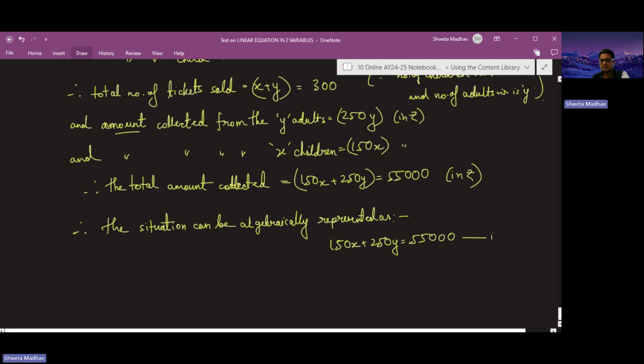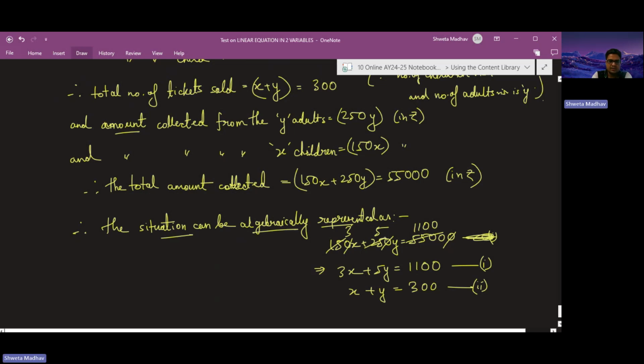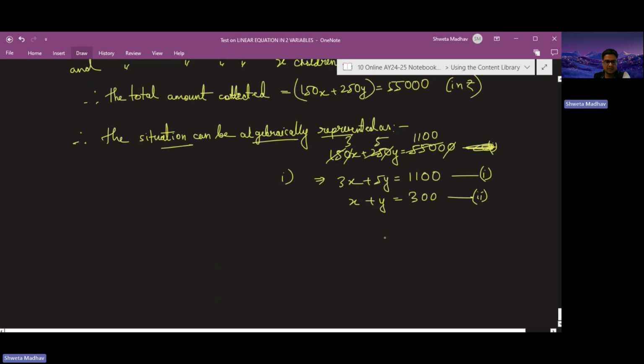This is equation 1, or we can simplify it. If we divide by 10, the 10 gets cancelled, and we can divide by 5: 5 3s are 15, 5 5s are 25, and 5 11s are 55. So we get 3x plus 5y equal to 1100. This is equation 1, and the other equation is x plus y equal to 300. This is equation 2. These are the two equations which represent the situation algebraically. So this is the answer for part 1.